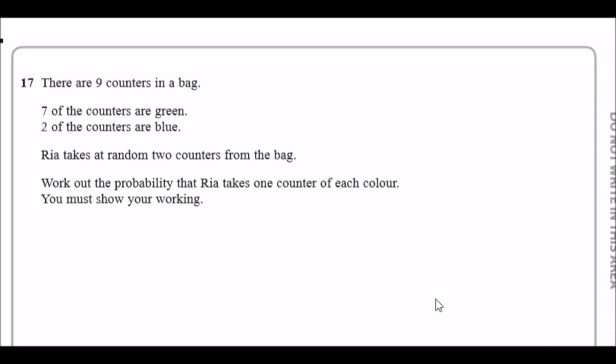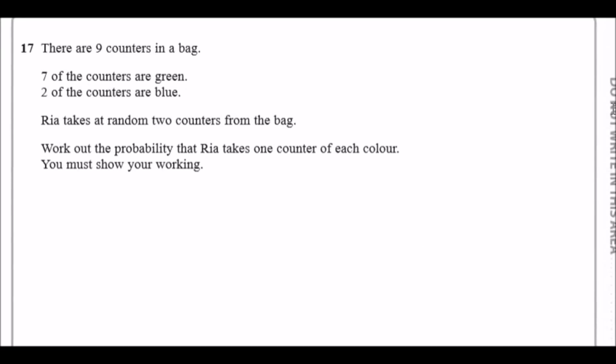So, there are 9 counters in a bag. 7 are green, 2 are blue. Okay, so that's fine. Ria takes at random 2 counters from the bag and does not return them. Work out the probability that Ria takes 1 counter of each color. You must show your working. It's very straightforward. So you just have to think of the colors.